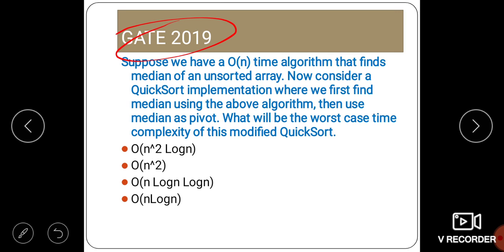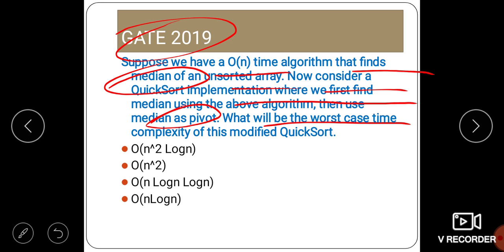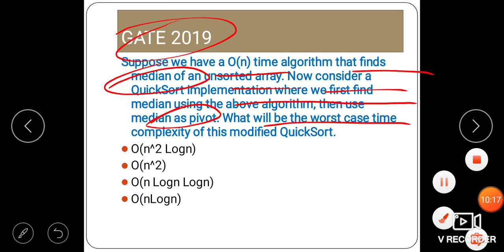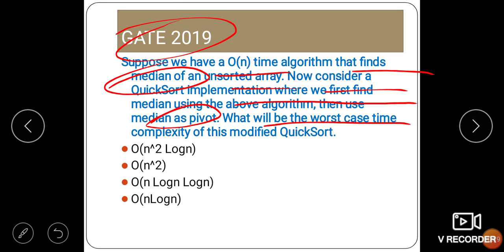Now next is GATE 2019. Suppose we have an O(n) time algorithm to find the median of the sorted array. Now consider the quick sort algorithm that uses the median as a pivot. Which will be the worst case time? As the median position is fixed, for this reason the worst case time complexity is O(n²).